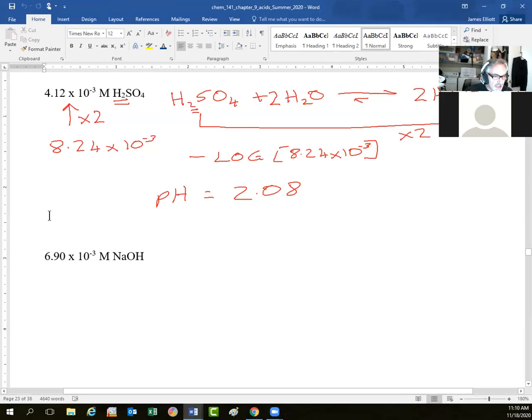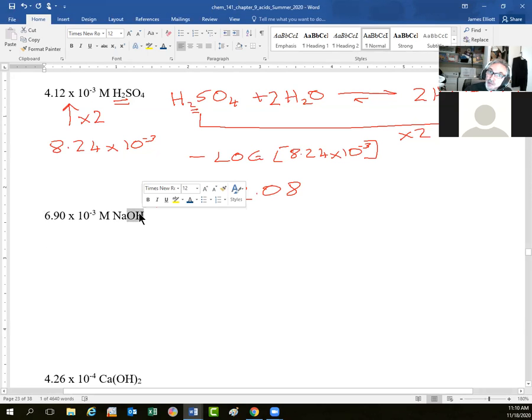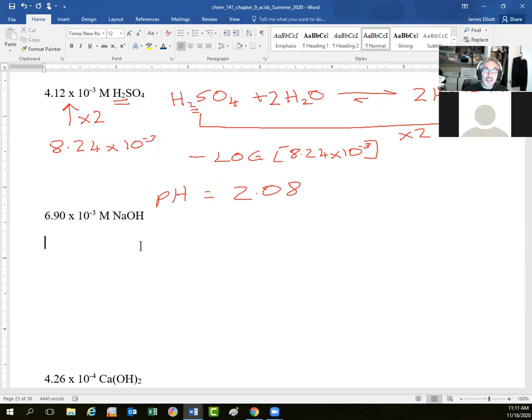If we look at the second one, 6.90 times 10 to the negative 3 molarity for sodium hydroxide. Of course, our hydroxide containing compounds are bases. Again, that rough check finishes with a proton in the formula. It's probably a base. Remember, there will be exceptions to that rule, but if you're really, really stuck, that's a good starting point.